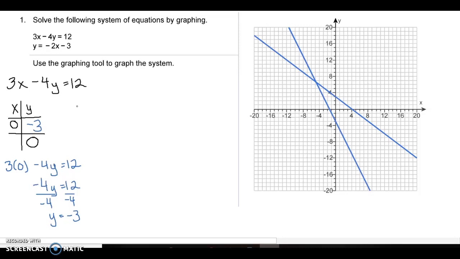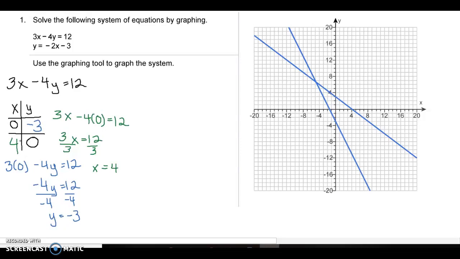And then I'm going to do it again for the other one. I'm going to plug in 0 for y. So 3x minus 4 times 0 equals 12. That's all 0, so it's really just 3x equals 12. Divide by 3, and x equals positive 4.